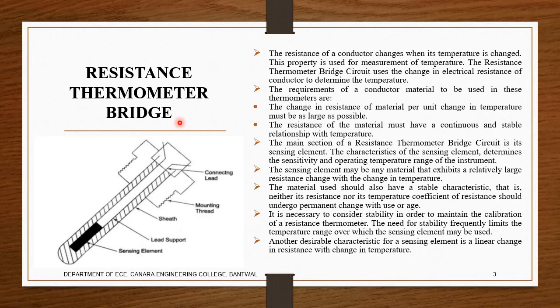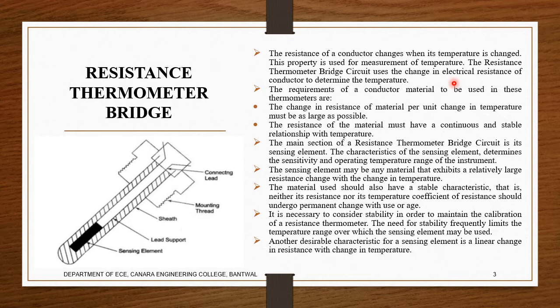Here the resistance thermometer bridge uses the change in the electrical resistance of the conductor to determine the temperature. That is, the change in the electrical resistance is caused by the change in the temperature, or vice versa. So we'll have a reference chart. On that basis we can determine that this much the resistance has changed due to a certain change in temperature. So we'll look into it.